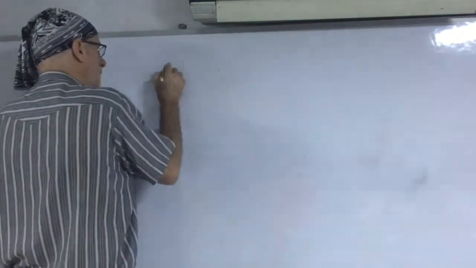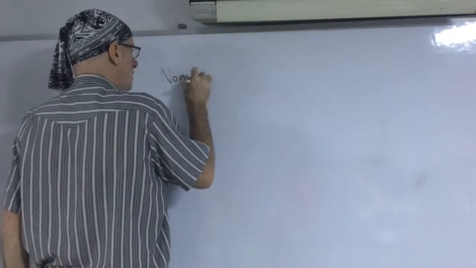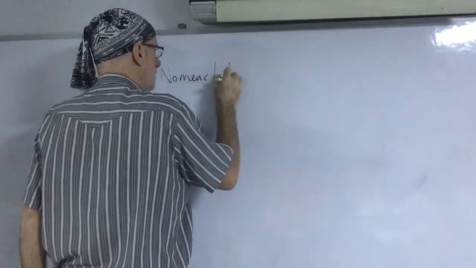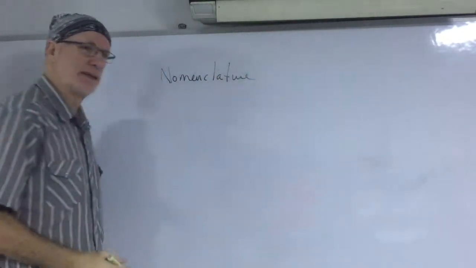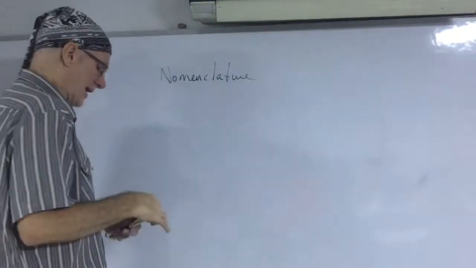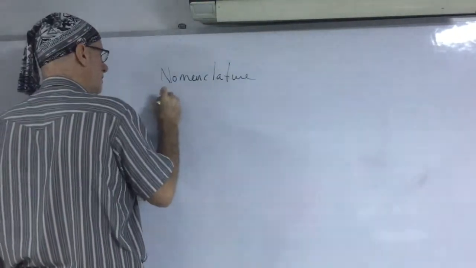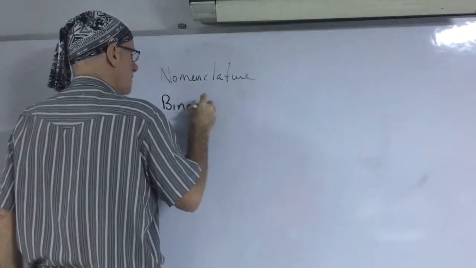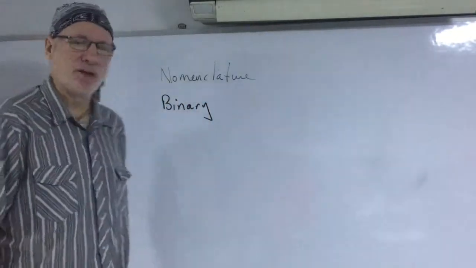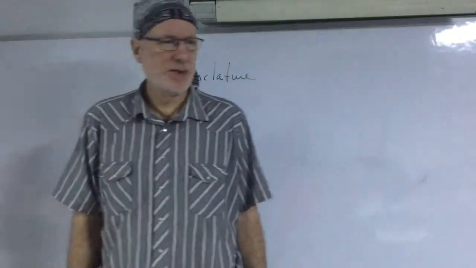Okay, so the first kind of nomenclature naming system we're going to do is binary nomenclature. Okay? Binary nomenclature. Now, this is not going to be real easy because you don't have a periodic table.